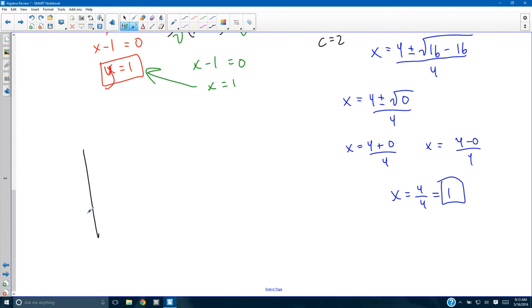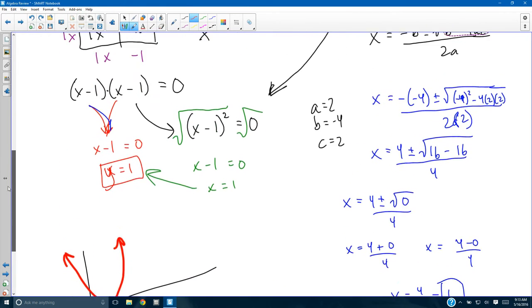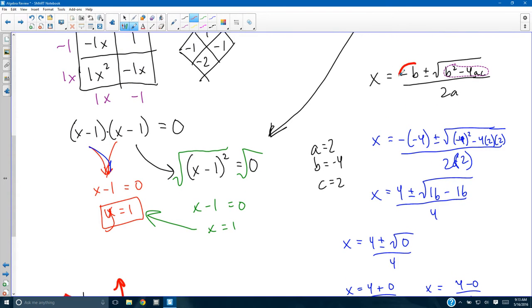Your graph looks like this. There's the x and y axes. Here's your graph. Parabola's down to x equals 1, 0, and that's the vertex and the x-intercept. This also reveals where your vertex is. Your vertex is at the point negative b over 2a for x. You substitute that in to get y. In this case, the answer is 1, 0.